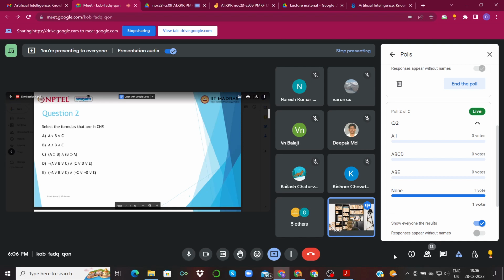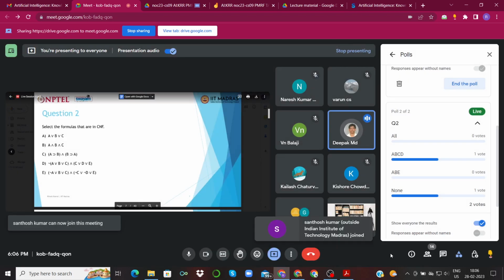Deepak, you raised a hand. Do you want to share something? Sir, CNF means context normal formula. Context is normal. What is CNF, sir? CNF is conjunctive normal form.